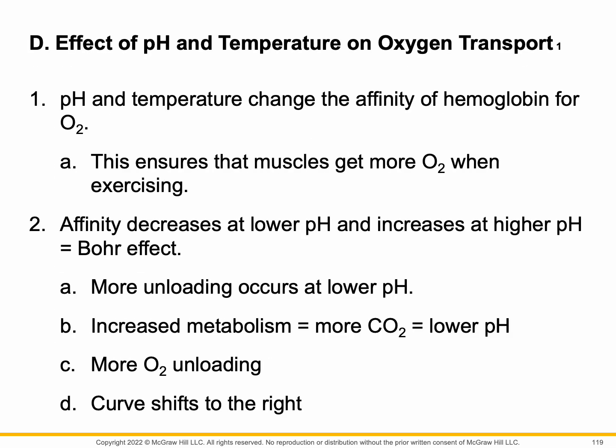Now looking at the effect of pH and temperature on oxygen transport. pH and temperature change the affinity of hemoglobin for oxygen, which ensures that muscles get more oxygen when you're exercising. The affinity decreases at lower pH and increases at a higher pH, and this is the Bohr effect. More unloading occurs at lower pH. Increased metabolism is going to lead to more carbon dioxide and lower pH levels. The more oxygen unloading, the curve shifts to the right.